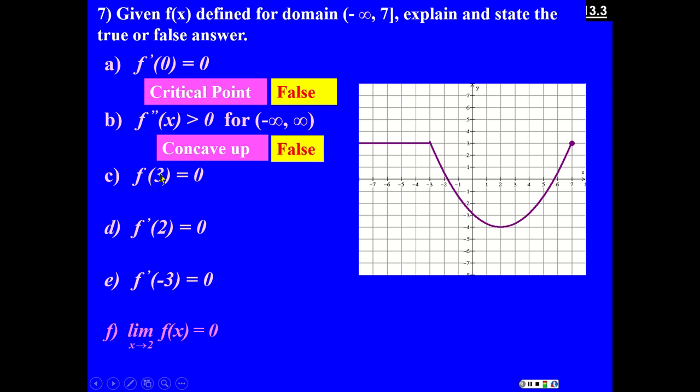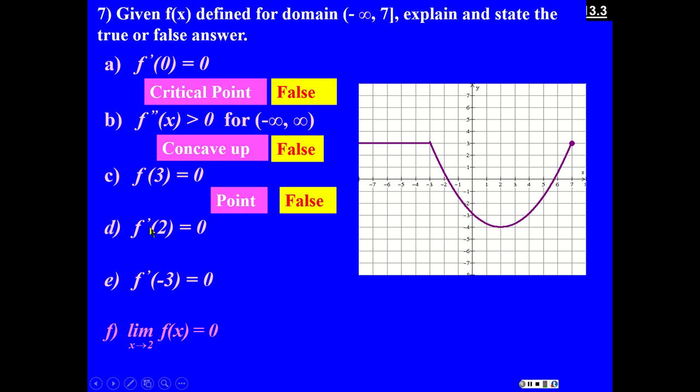f of 3 is equal to 0. f of any number is just the value of the point I am talking about. When the x is 3, find the point on your graph, which is here. That's not 0, so it is false.